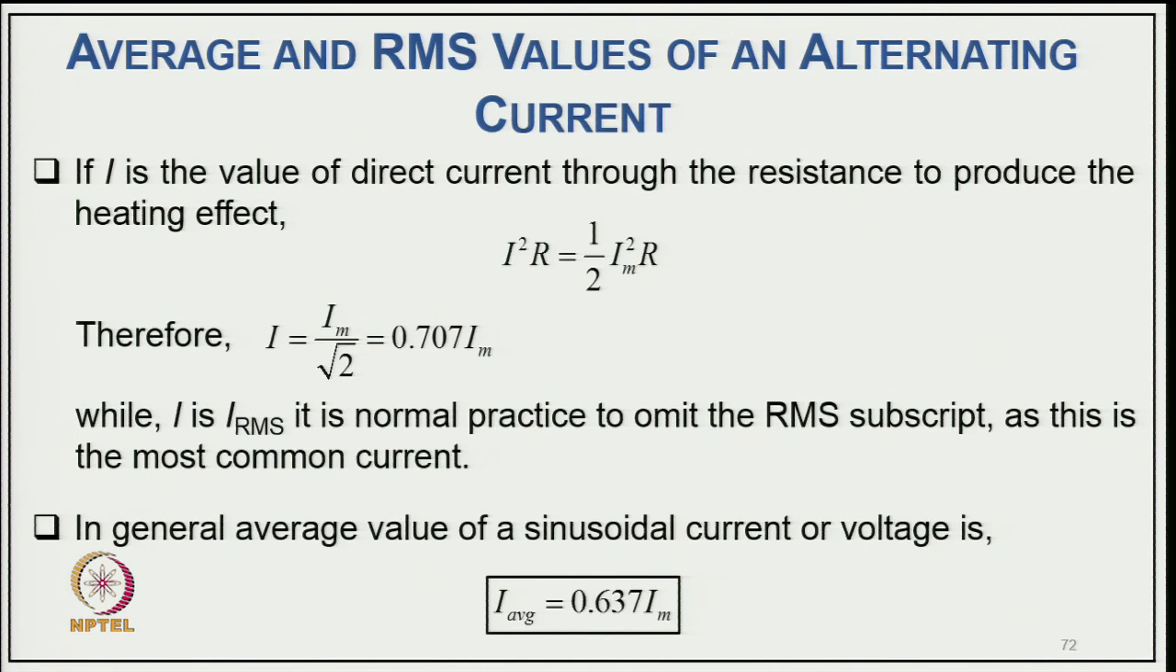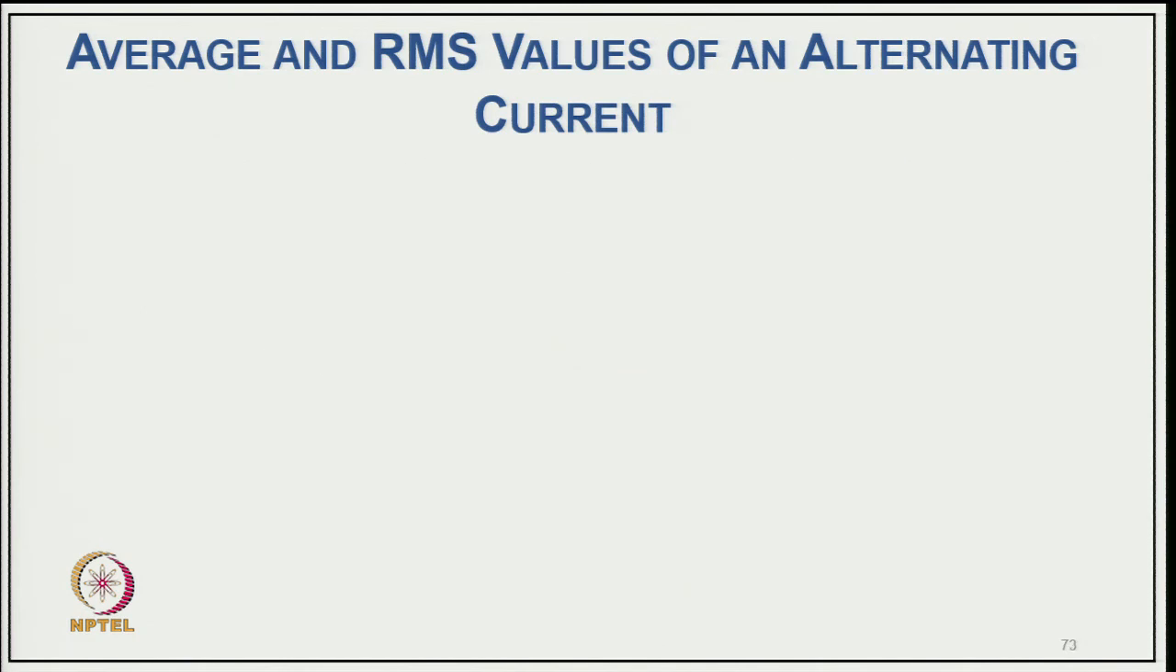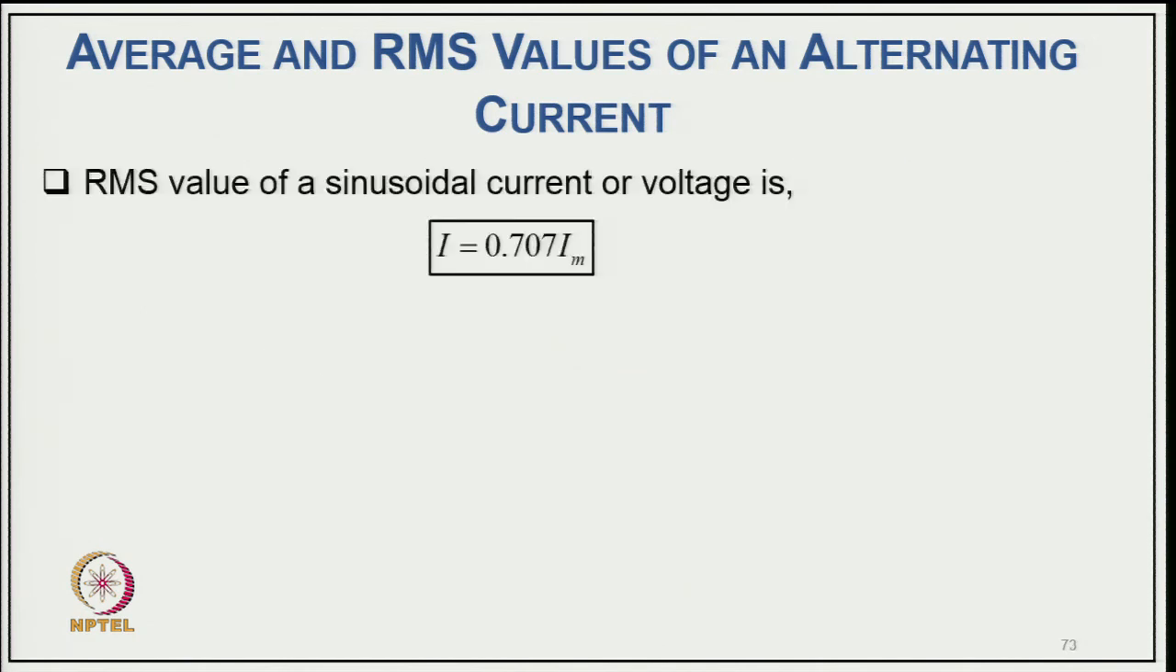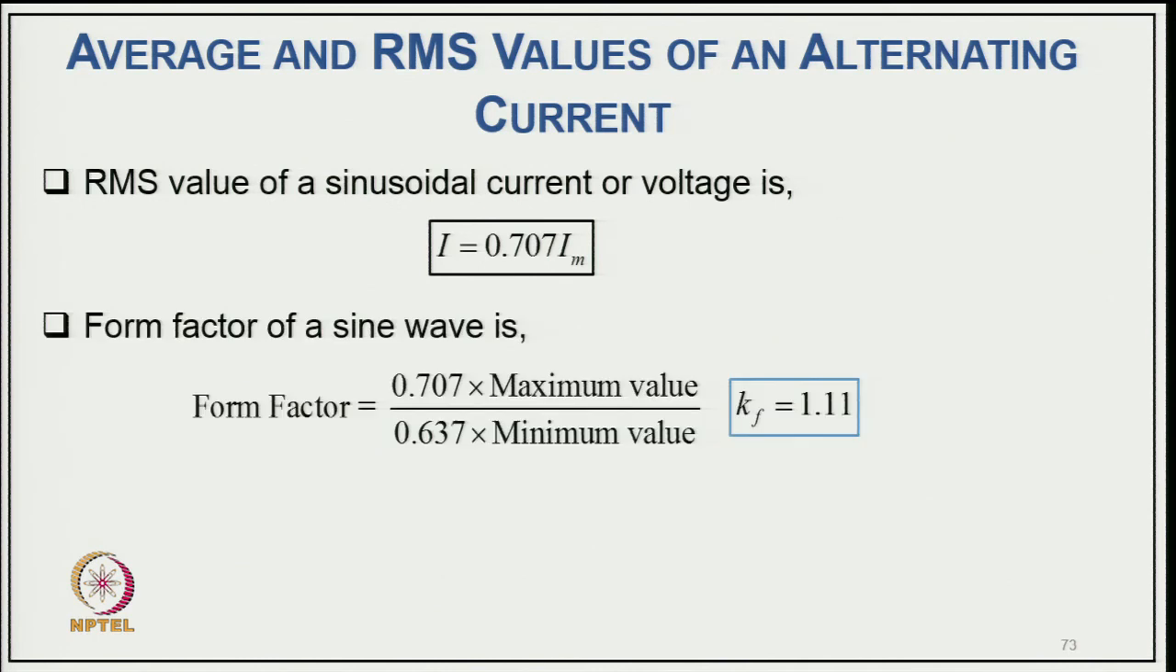So, in general, the average value of a sinusoidal current or voltage is I average equal to 0.637 Im, and the RMS value of a sinusoidal current or voltage is I equal to Im upon root 2, that is 0.707 Im. The form factor of a sine wave is defined as 0.707 of maximum value divided by 0.637 of maximum value. So that comes to Kf equal to 1.11.